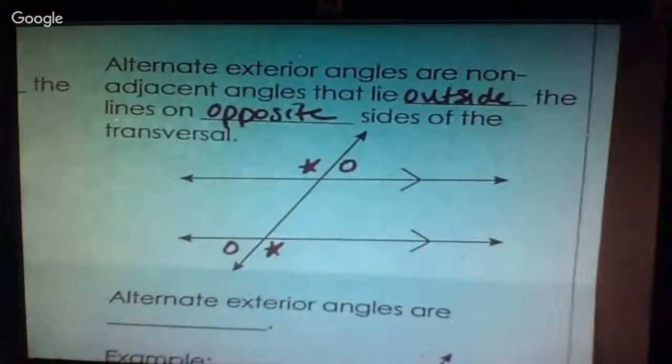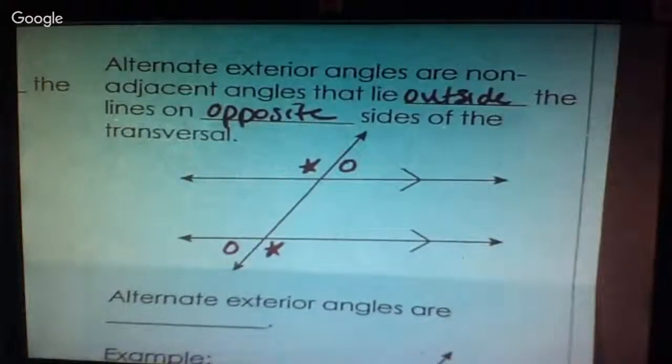Okay, so now I'm outside of those parallel lines, and one's on the left and one's on the right of your transversal. So they're still congruent. As long as they are not same side or make a line, they are congruent. Okay, so they're still equal to each other.